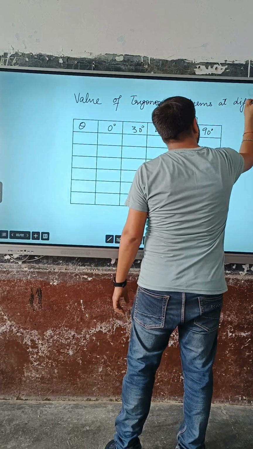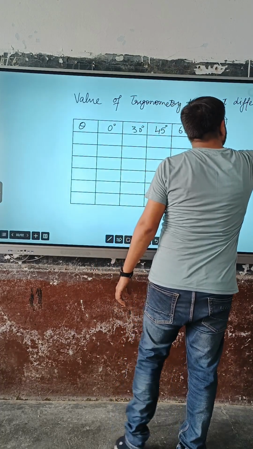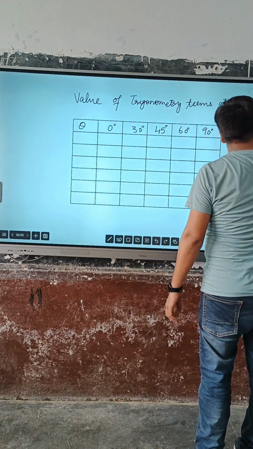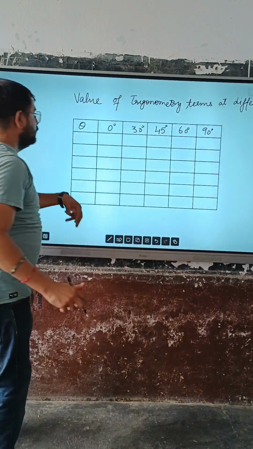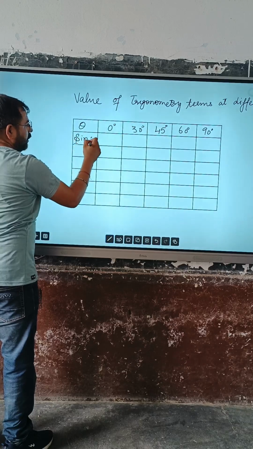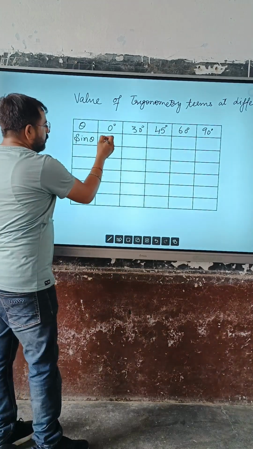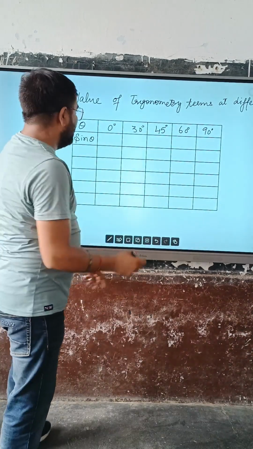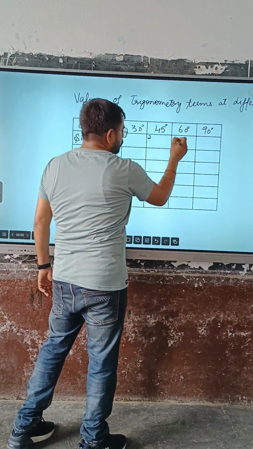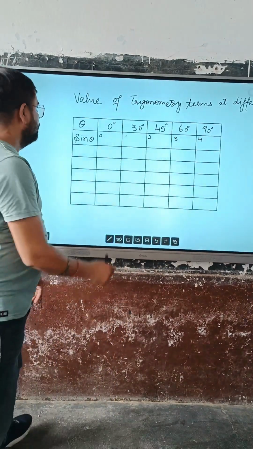Different angles. So first is sine. Sine of angle at 0 degree. So 0. Firstly we will write 0, 1, 2, 3, 4. After that we have to divide this by 4.